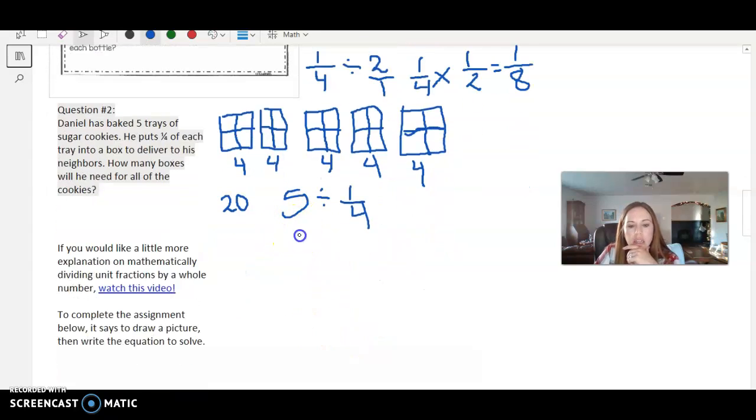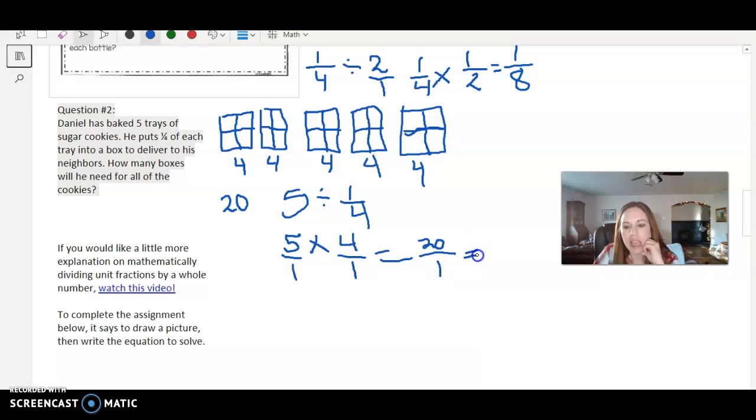We keep our dividend, so we're going to keep 5. Multiply by the reciprocal. What is the reciprocal of 1/4? Just flip it. 4 now is on top and 1 is on the bottom. So let's turn our 5 into a fraction by doing fraction bar 1 and multiply across. 5 times 4 is 20. 1 times 1 is 1.